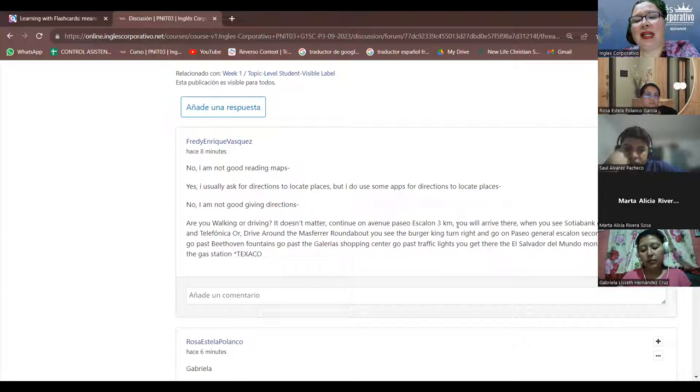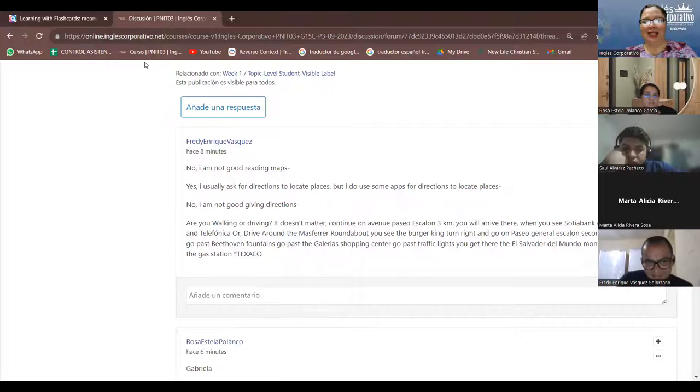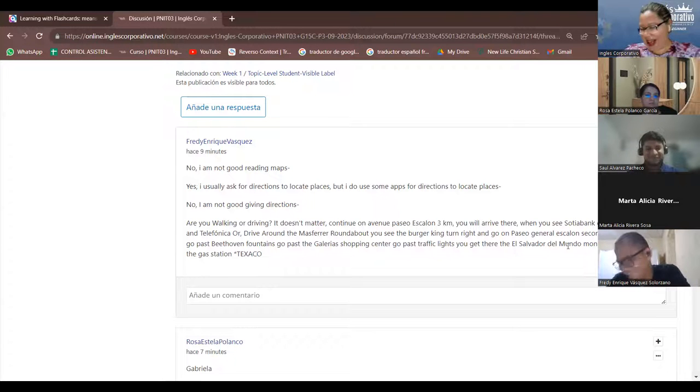Okay, so 3 kilometers. All right, you will arrive there when you see Scotiabank or buildings, Red and Telefonica, or drive around the Masferrer roundabout. You see the Burger King, turn right and go on. But oh my God, I'm lost. I'm lost, Freddy. Where is El Salvador, the monument? Where is it? Okay, well, two ways. Right, good.